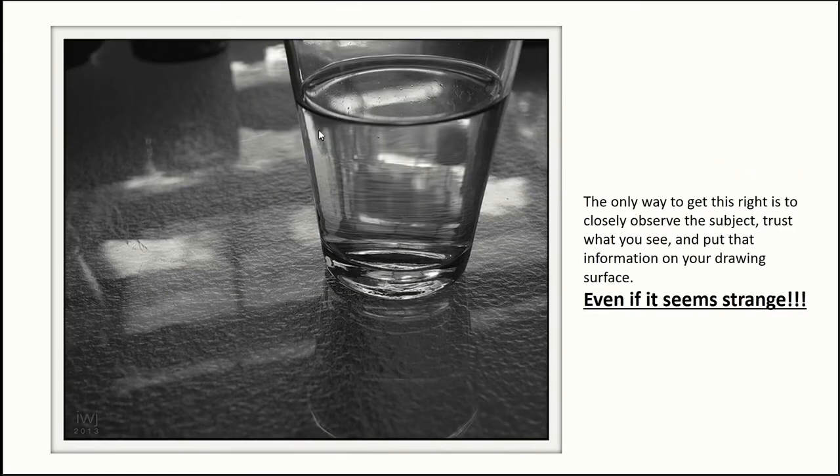The only way to get that right is to really closely observe the subject and trust what you see and put that information on your drawing surface even if it seems really strange. Like look at these weird stripes going back and forth, which is really just this texture that's in here and the lines of the light that are there.